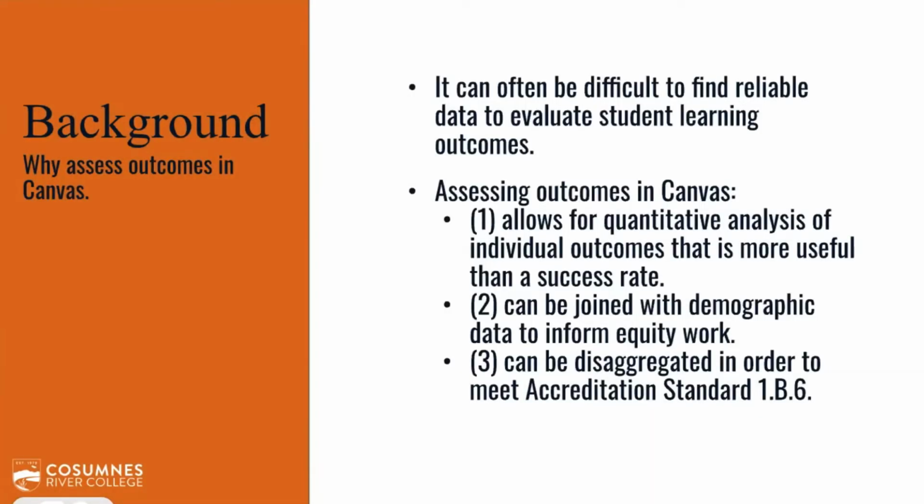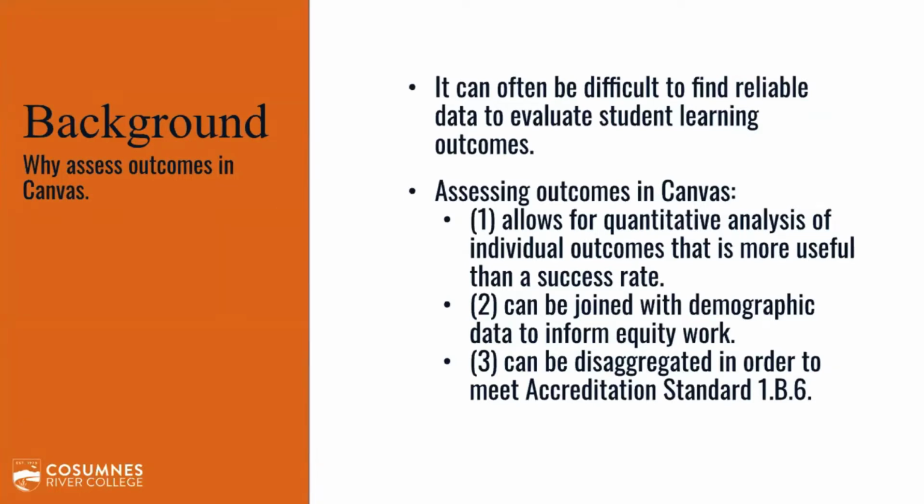And so a lot of people have asked us why assess outcomes data in Canvas. And the short answer from a research perspective is it's pretty difficult to find reliable quantitative data to evaluate student learning outcomes. So some people use surveys, some people kind of just take a sense of how it's going in their class. Some people use course success rates, etc. But really what happens is if you use the outcomes assessment system in Canvas, you can actually do a quantitative analysis of individual outcomes that's more fine-grained and useful than just a course success rate.